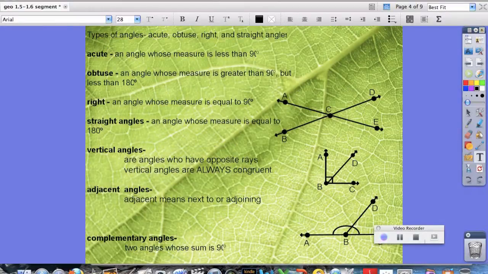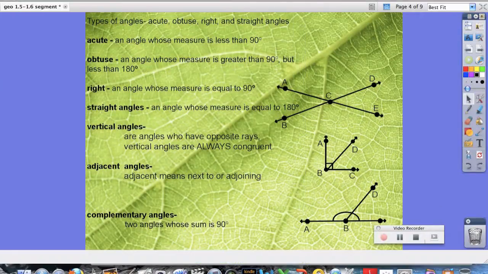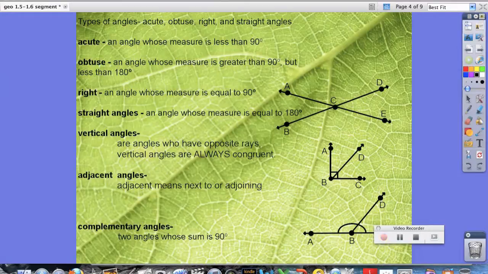Now here are some more definitions and examples. Now we have an acute angle, and an acute angle is an angle whose measure is less than 90 degrees. Then we have an obtuse angle. An obtuse angle is an angle whose measure is greater than 90 degrees but less than 180. A right angle is an angle whose measure is equal to 90 degrees. So if you were to imagine making an L with your finger, that portion where your index finger and your thumb meet should create a 90 degree angle. Straight angles should be fairly self-explanatory. They're angles that create a straight line and whose measure is 180 degrees.